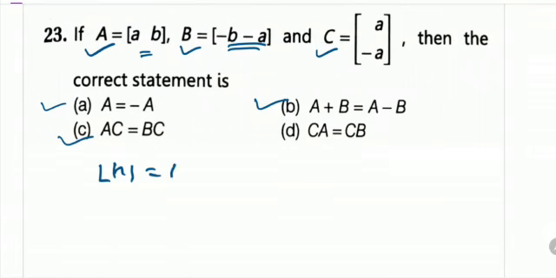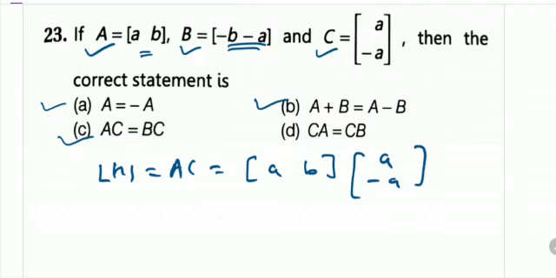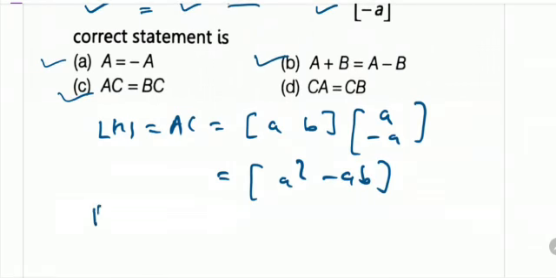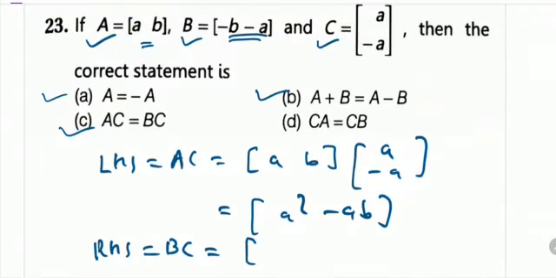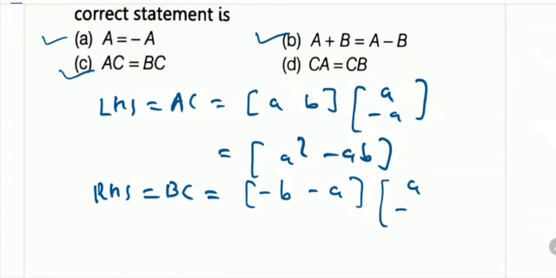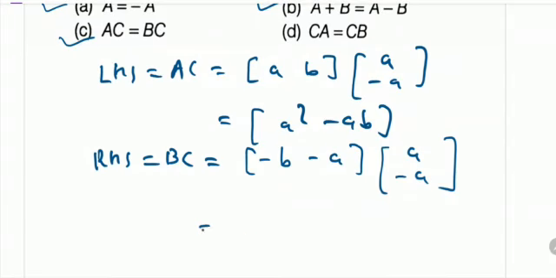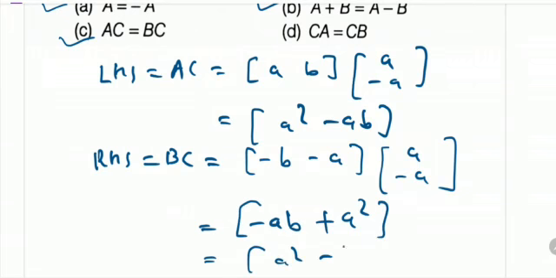LHS here is A into C, which is matrix AB multiplied with matrix A minus A, which will be simply A square minus AB. Let's check RHS. BC, what is happening in BC? In BC we have minus B minus A multiplied with A minus A. So what will happen here? We get minus AB, minus and minus will be plus A square, but this is the same as A square minus AB. We get A square minus AB.